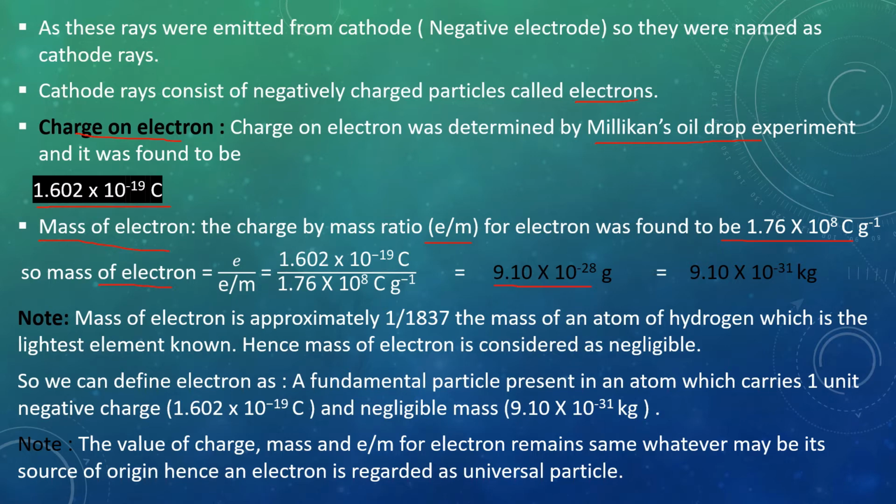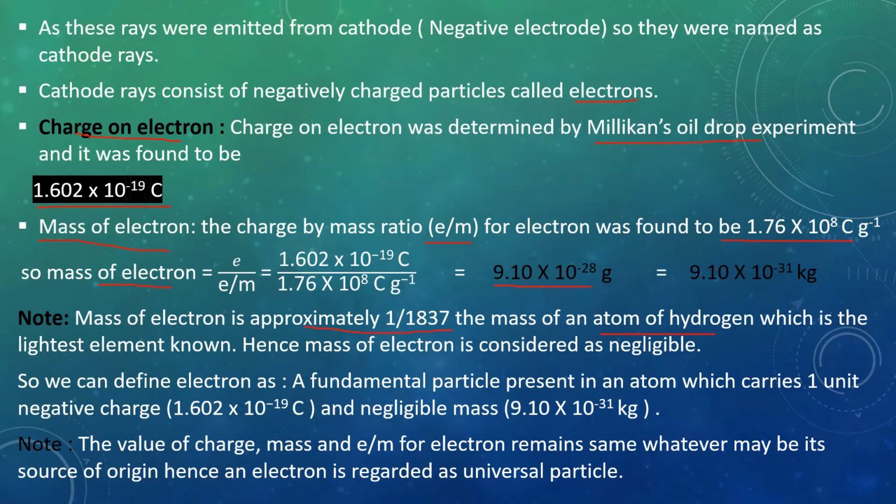Now this mass is approximately 1 upon 1837 times that of the mass of an atom of hydrogen, and you know that hydrogen atom is the lightest atom, so we can see that the mass of electron is about 2000 times less than that of hydrogen atom. That is why the mass of electron is considered as negligible.